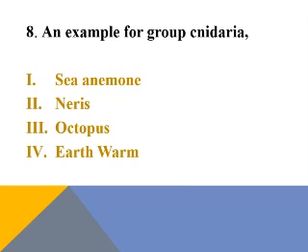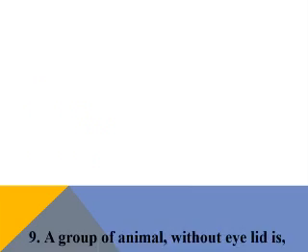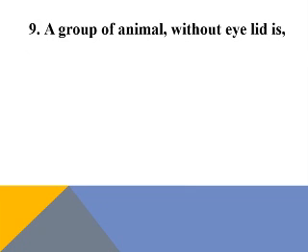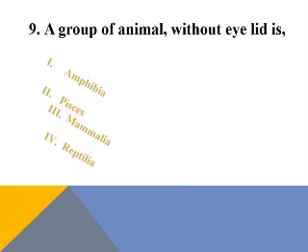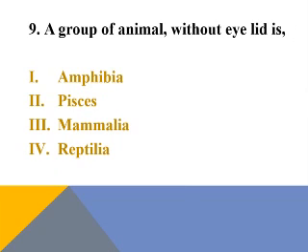Ninth question. A group of animals without eyelids is. Animals whose eyes are without eyelids are in the Pisces group. So the correct answer should be the second one. Most fish live in this Pisces group.